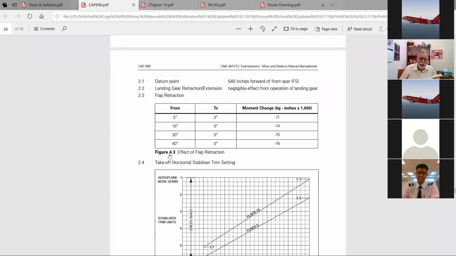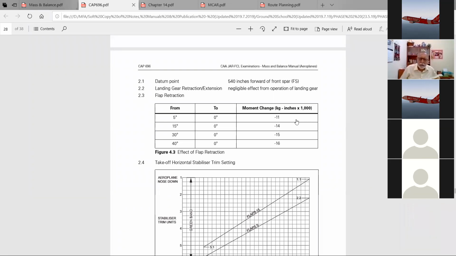Okay, next, 4.3. Have a look at figure 4.3 here on your screens. It's a question of raising or lowering flap and change of moment. If I am changing from 5 degrees down to 0 degrees, if I raise my flaps from 5 degrees to 0 degrees, my moment changes by minus 11 into 1000. So how much is that change of moment? From 5 degrees to 0 degrees, my moment changes how much? 11,000. Yes, 11,000. Very simple.